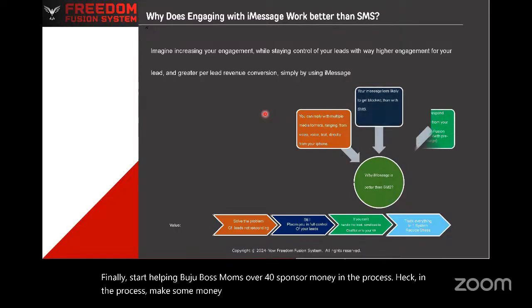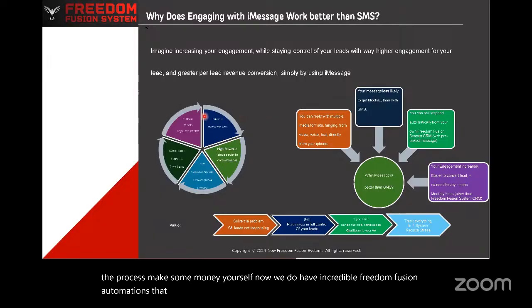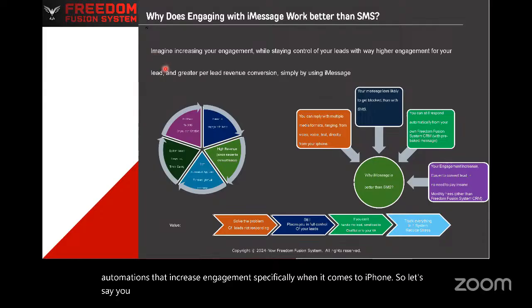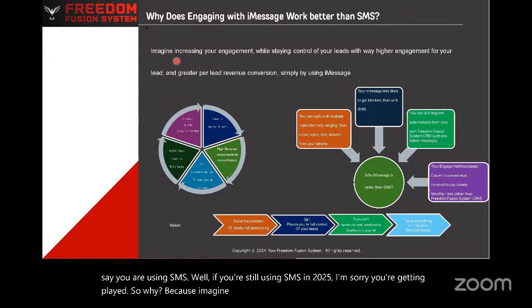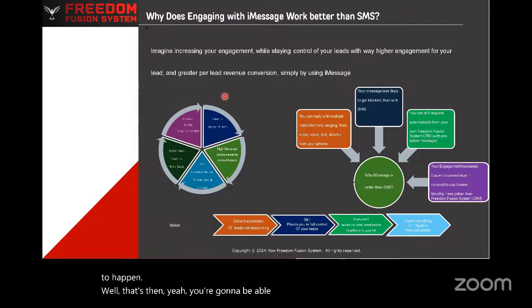Now, we do have incredible Freedom Fusion automations that increase engagement, specifically when it comes to iPhone. So let's say you are using SMS. Well, if you're still using SMS in 2025, I'm sorry, you're getting played. Why? Because imagine if, instead of an SMS, you were to receive a blue message on your iPhone. Well, your engagement is going to increase.